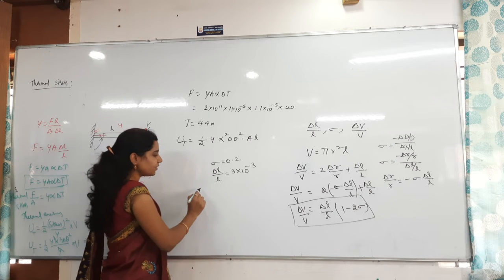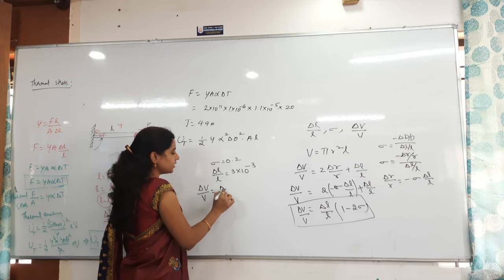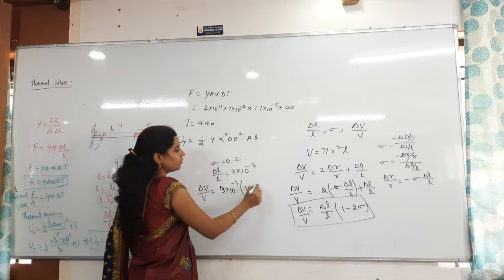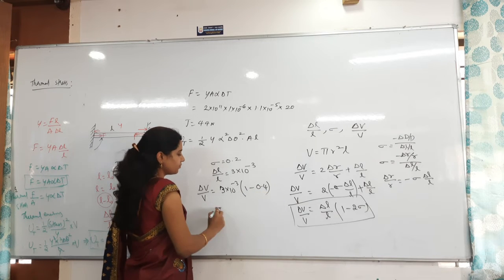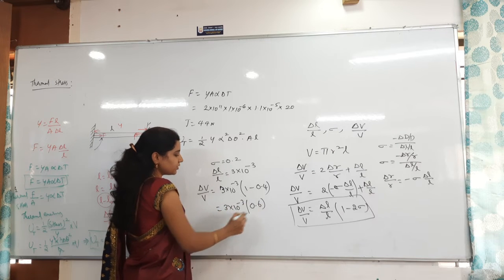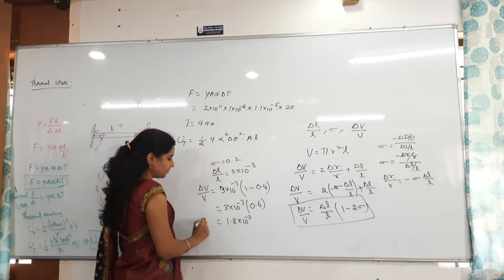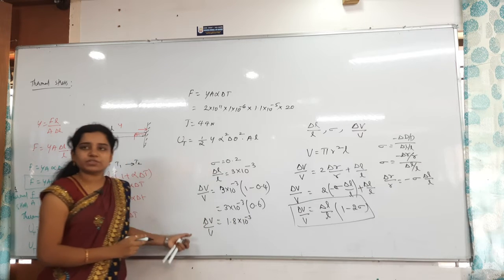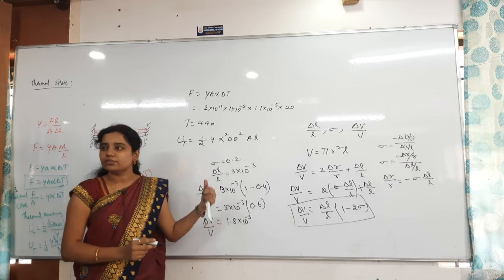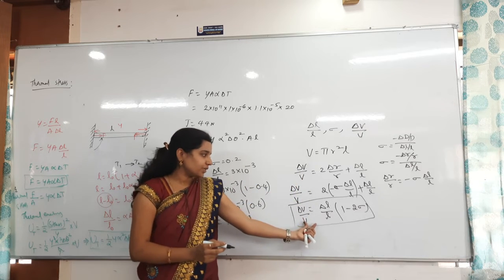For that, what is the formula we can use? Delta V by V is equal to delta L by L, which is 3 into 10 power minus 3, into 1 minus 2 sigma, that is 2 into 0.2, which is 0.4. So 3 into 10 power minus 3 into 0.6. So on that day we got it as 1.8 into 10 power minus 3. You remember this one? Yes sir. So directly whenever we substitute in this formula we can get it. On that day we did everything. So this is a shortcut method for that.